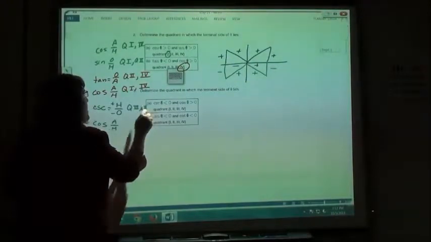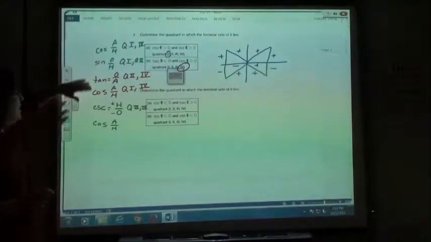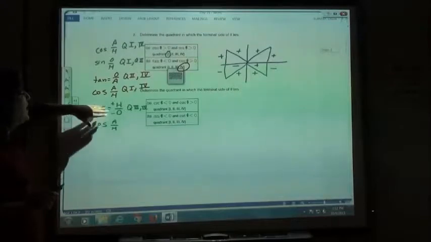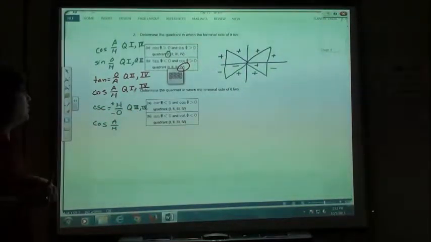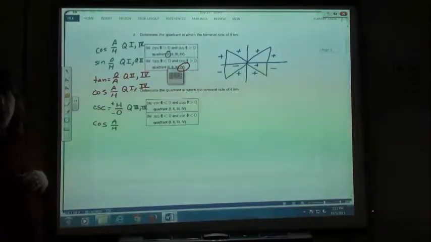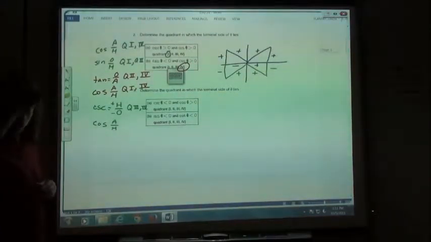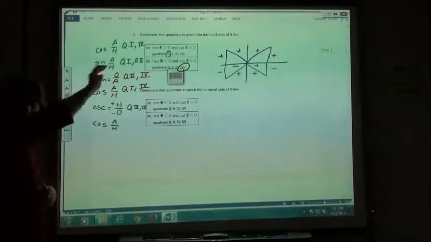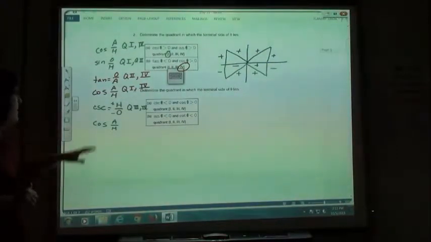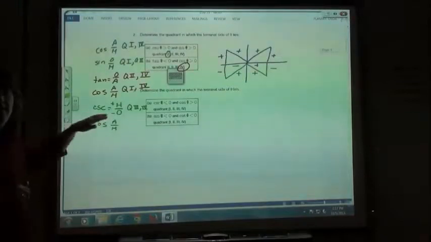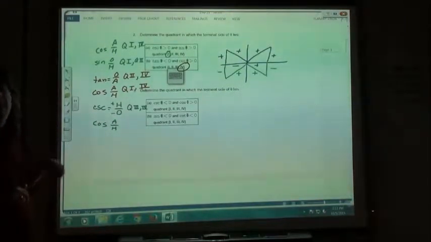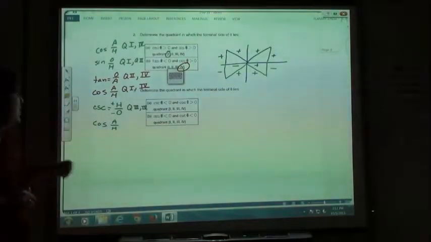By the way, since the sine and the cosecant are inverses, they're going to be positive and negative in the same quadrants. So if you're making a list, you could put sine or cosecant positive in quadrant 1 and 2, negative in quadrant 3 and 4. Cosine is the inverse of the secant, so the cosine and the secant will have the same ones. Tangent and cotangent will have the same ones.